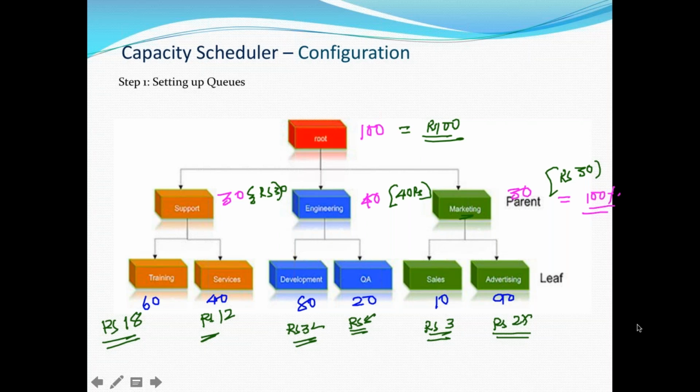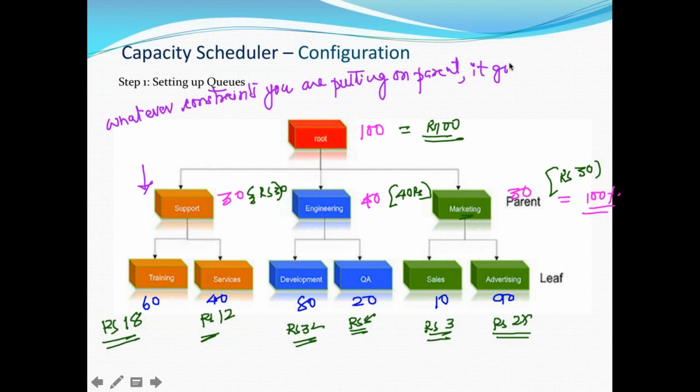So you see that whatever constraints are applicable to your parent, it will be descended to its child queues. So whatever constraints you are putting on the parent queue, they become applicable to its descendant queues.